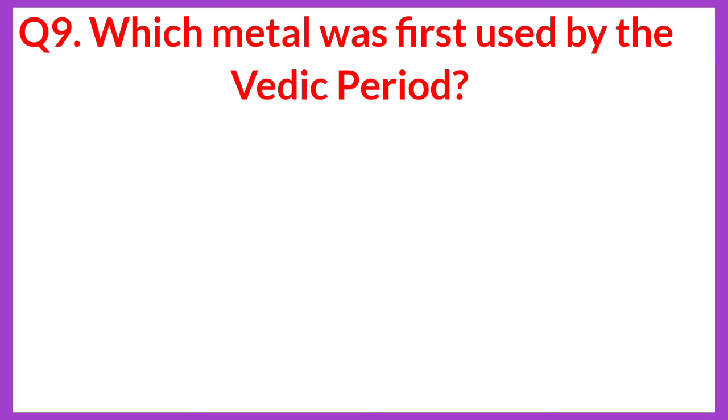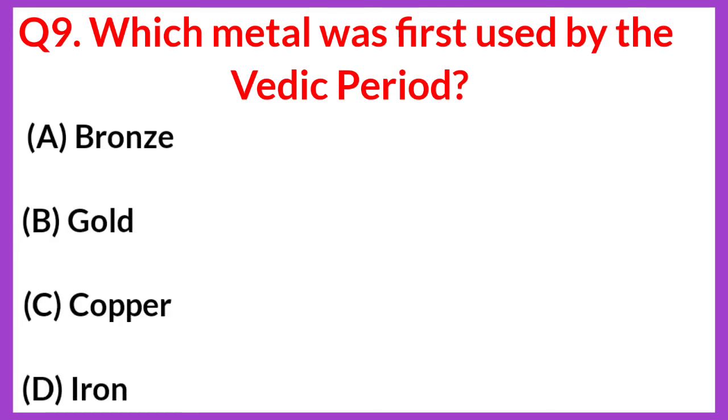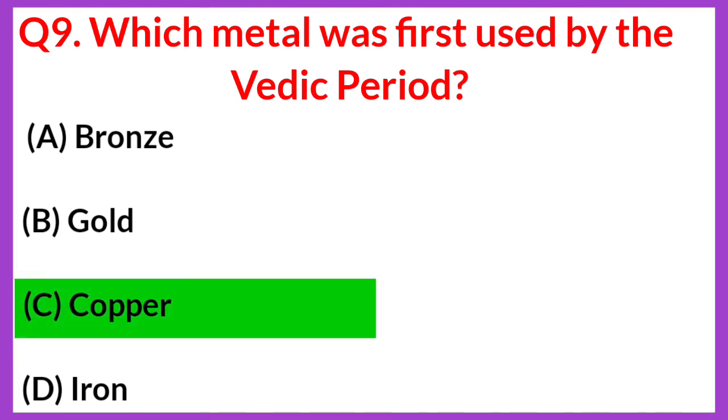Question number 9. Which metal was first used by the Vedic period? Your options are as follows. A. Bronze. B. Gold. C. Copper. D. Iron. And the right answer is option C. Copper.